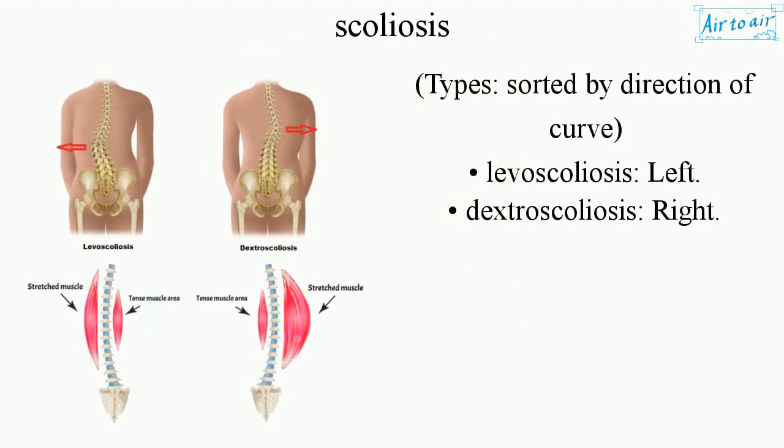Types, sorted by direction of curve. Levoscoliosis, left. Dextroscoliosis, right.